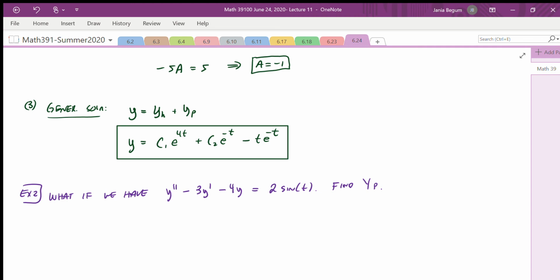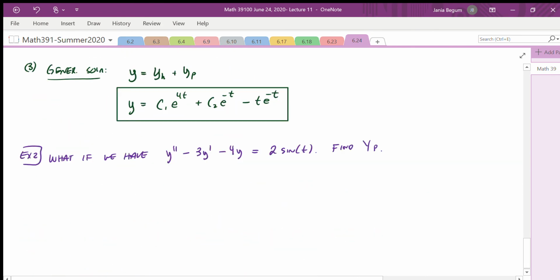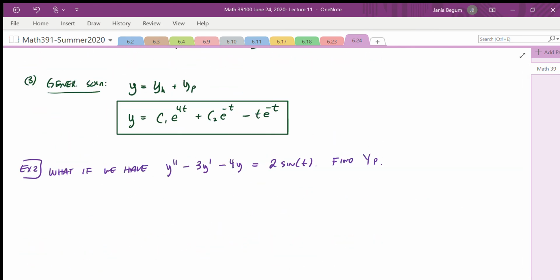So we already know how the homogeneous solution looked like, right? We computed this in the previous problem. I just gave you the same problem but a different g of t. So we know yh. That was c1 e to the 4t plus c2 e to the negative t, right? So you do the work as usual and you get to that step. Now yp, well, we have to guess, right?